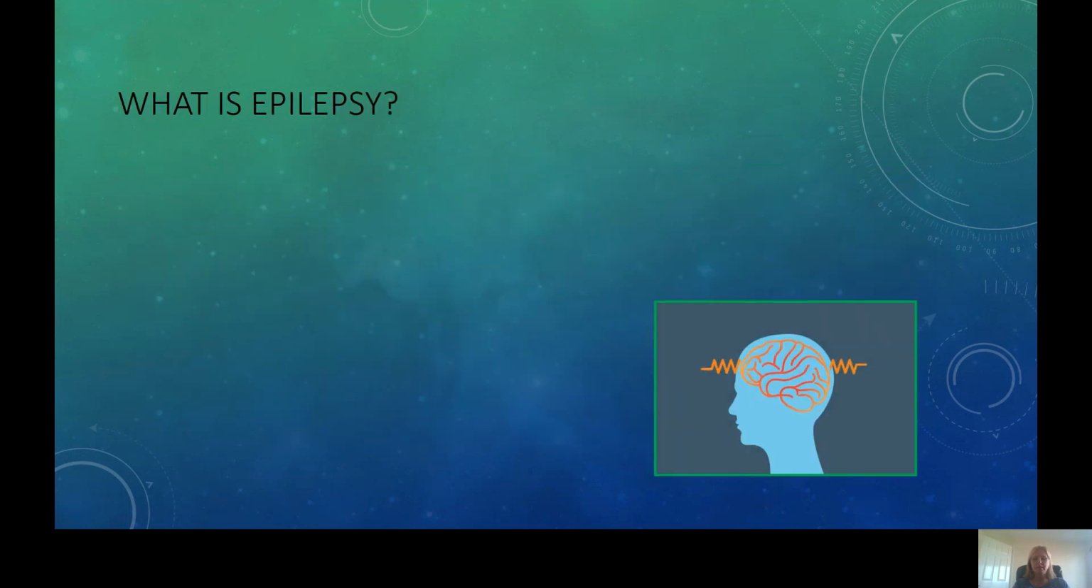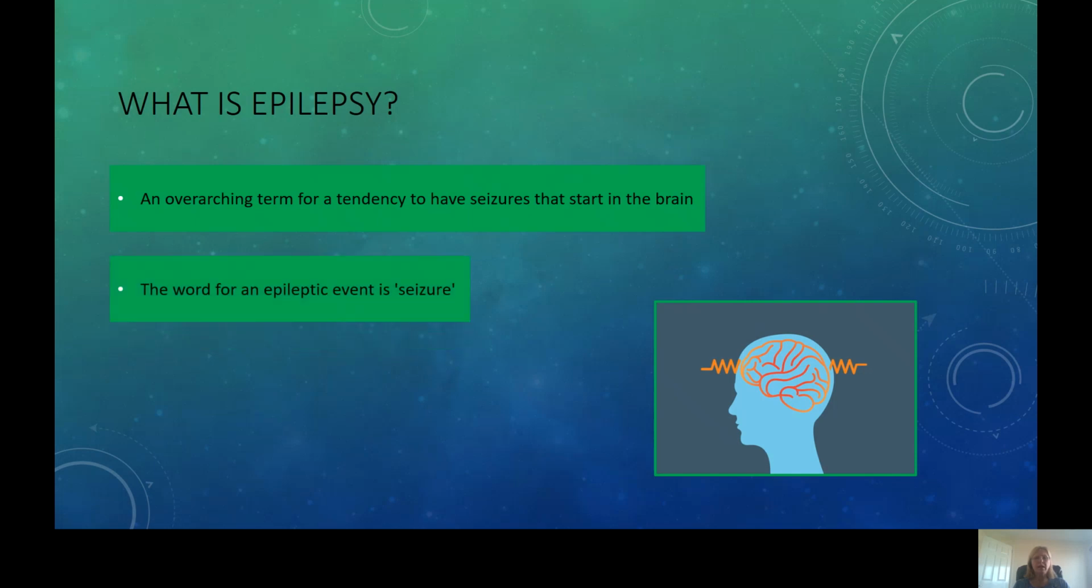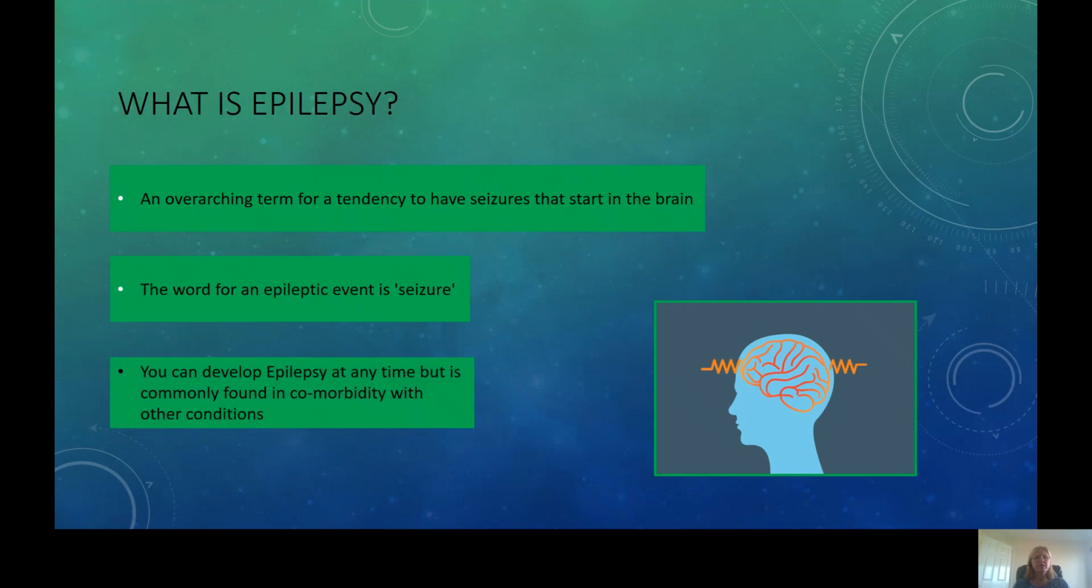So what is epilepsy? This is an overarching term for a tendency to have seizures that start in the brain. The word for an epileptic event is seizure. You can develop epilepsy at any time, but it is commonly found in comorbidity with other conditions like cerebral palsy and hemiplegia.